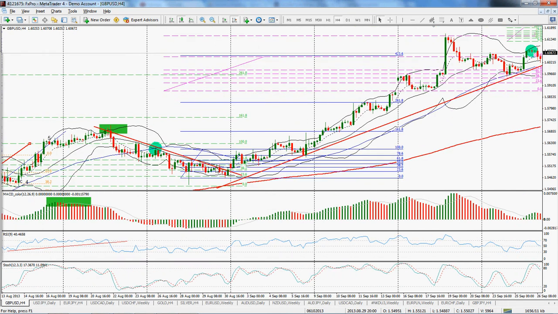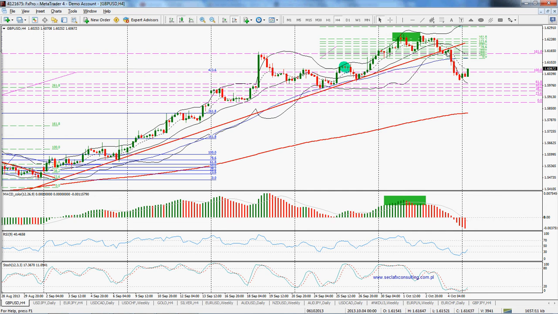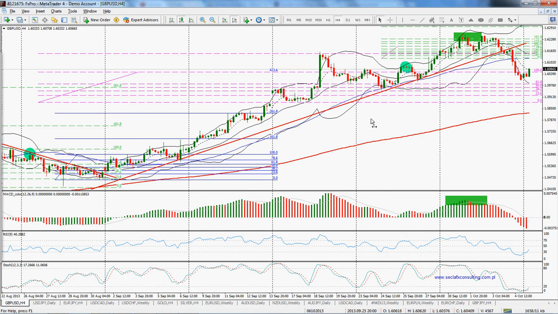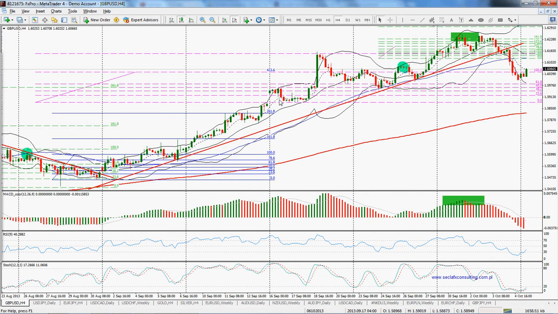This is an example of a resistance line, and we have here a break through the resistance line, or in this case a break through the support line, and I sometimes trade based on that. Okay, but in order to talk about it, I should tell you a little bit about trends, because you should know what a trend is.